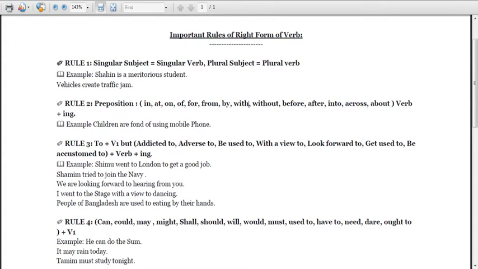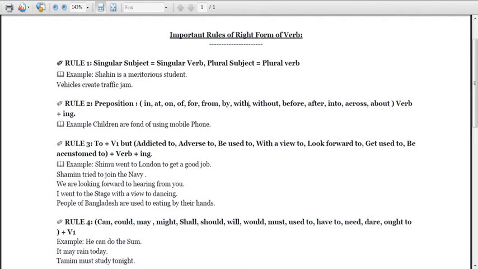You see in brackets there are some phrases. If you find these particular phrases with to there, that time it will not be V1. That time it will be the continuous form, or ing will be added with the verb. So what are these? Addicted to, adverse to, be used to, with a view to, look forward to, get used to, this much.